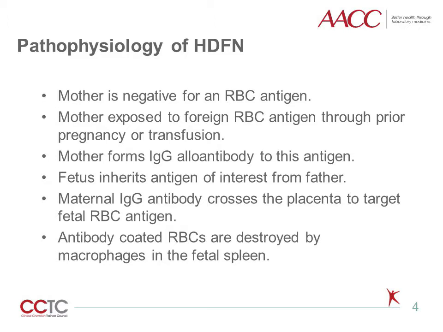The mother must be negative for a red blood cell antigen. The mother must have been exposed to this foreign RBC antigen through a prior pregnancy or transfusion. She then may or may not form an IgG antibody to this foreign antigen. If she forms an antibody and then becomes pregnant with a fetus that has inherited this target antigen from its father, this fetus will be at risk for HDFN. The antibody can cross the placenta to reach the target alloantigen. Antibody-coated red blood cells are then destroyed by the fetal spleen.